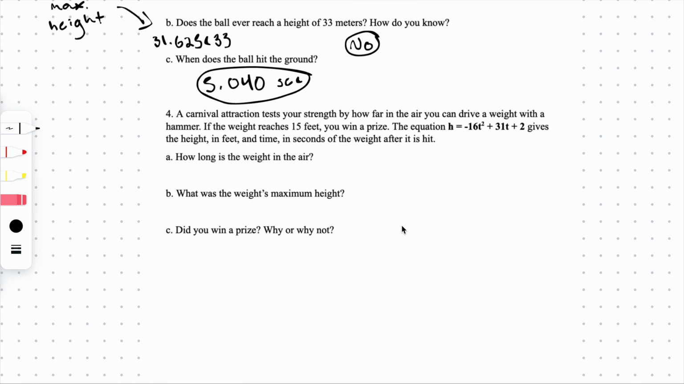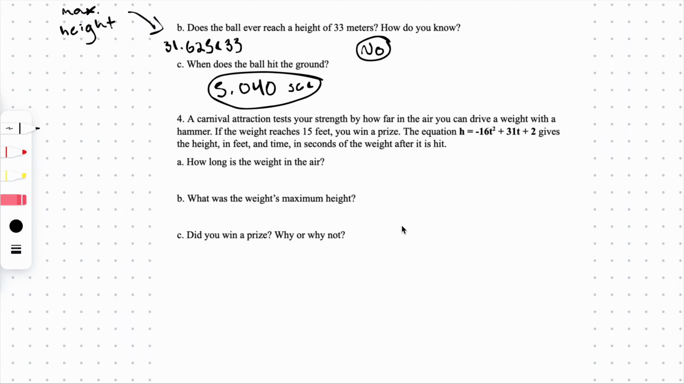Great. Now let's do this last problem. A carnival attraction tests your strength by how far in the air you can drive a weight with a hammer. If the weight reaches 15 feet, you win a prize. The equation h equals negative 16t squared plus 31t plus 2 gives the height in feet and time in seconds of the weight after it is hit. How long is the weight in the air?